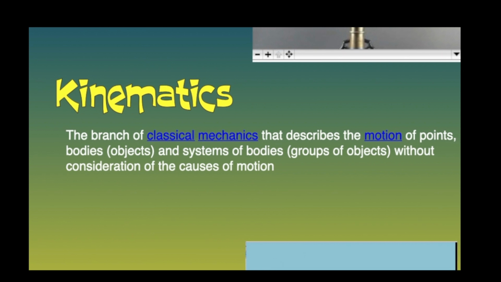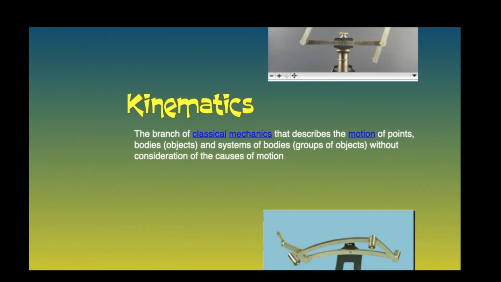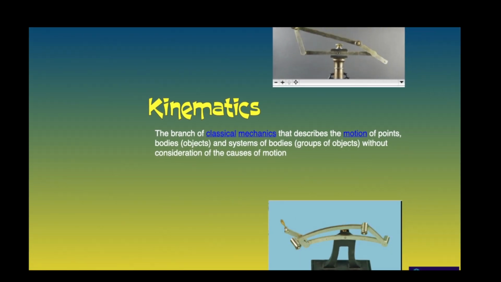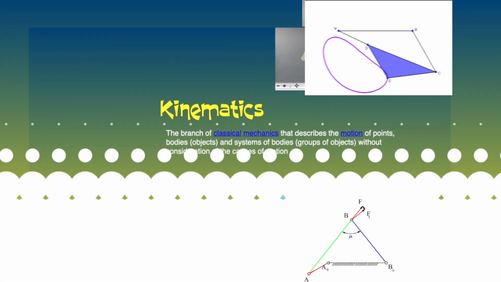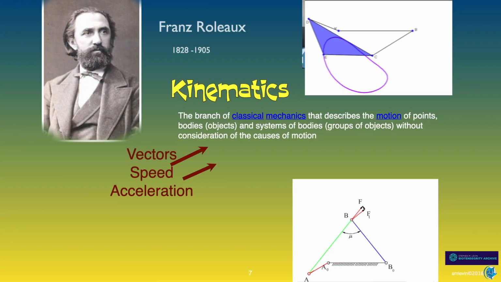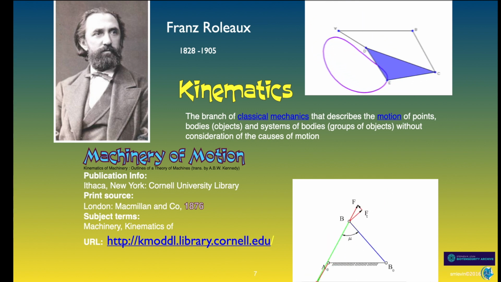In the early 1900s, kinematics was still a new science. It considered motion without consideration of the cause of motion, and introduced concepts like vector, speed, and acceleration, all absent in static lever mechanics. Rouleau's book on machinery of motion set the new standard.